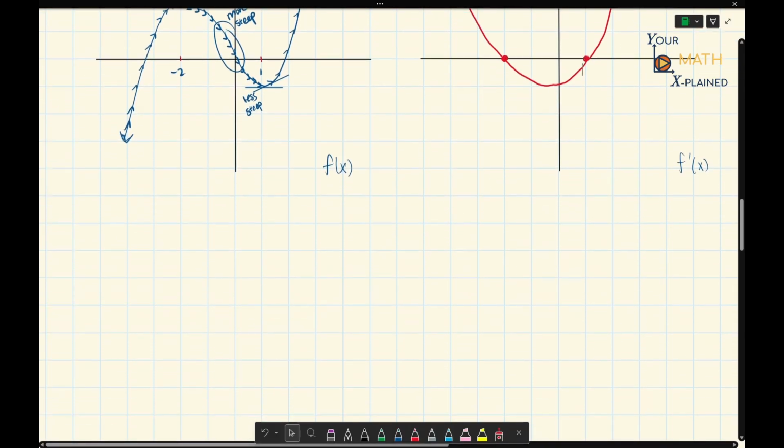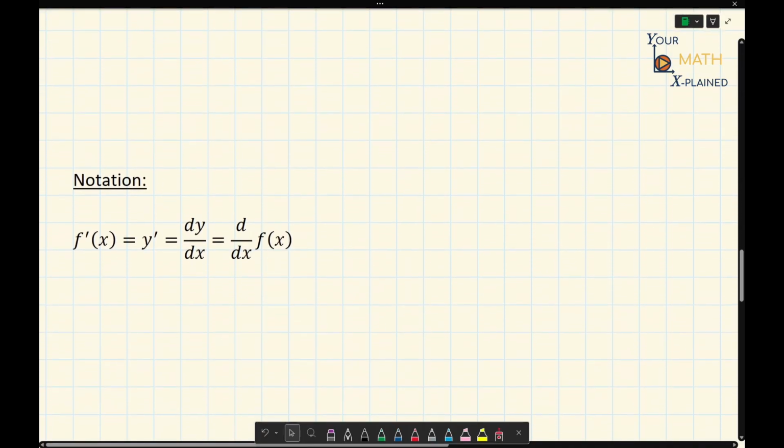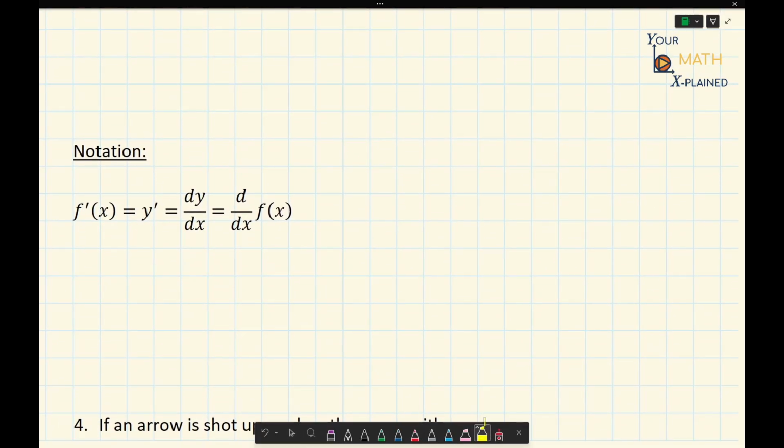And now we're going to take a small break to talk about notation. So far, we've been using f prime of x as our main notation when we talk about the derivative. But all four of those can be used. This would be y prime. This is what we call dy by dx. And this is d by dx of f of x. And all of them mean the same thing.